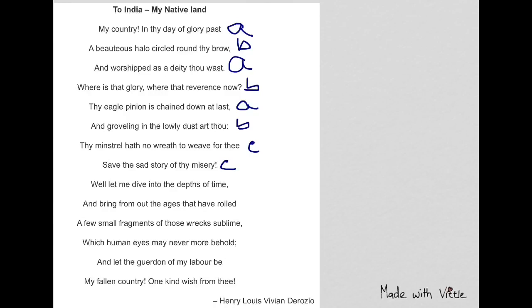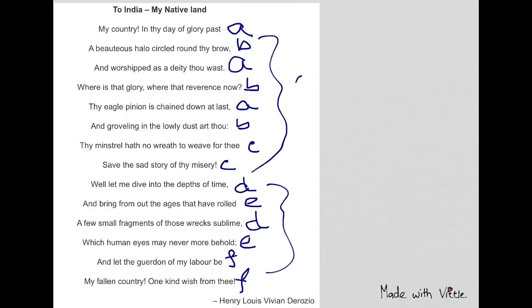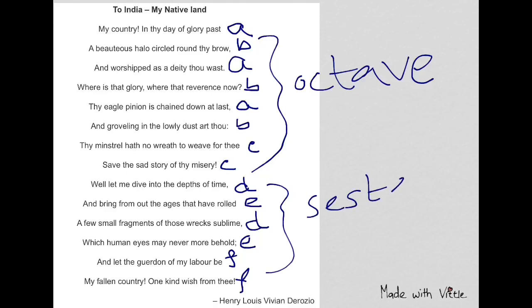So the octave or the first 8 lines of this sonnet rhymes as A, B, A, B, A, B, C, C. Time we will assume is D. Rolled, E. Sublime rhymes with time, that means D again, and behold with rolled, that means E. Be and thee do not rhyme with anything, so F and F. So the rhyme scheme of the octave part is A, B, A, B, A, B, C, C, and the sestet part is D, E, D, E, F, F.